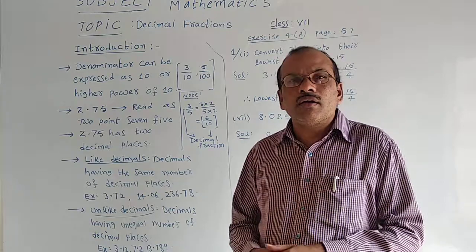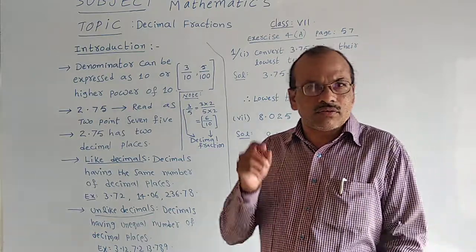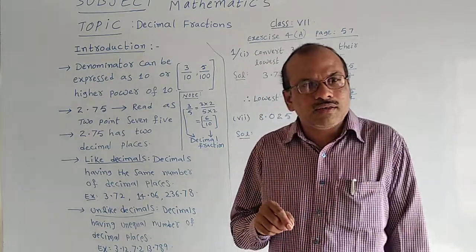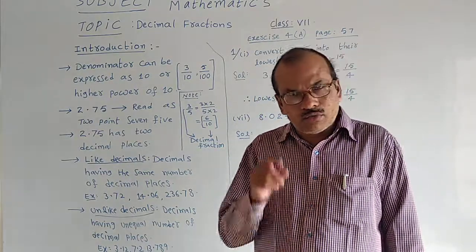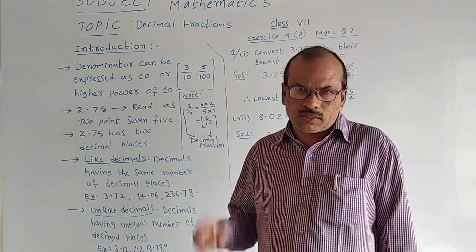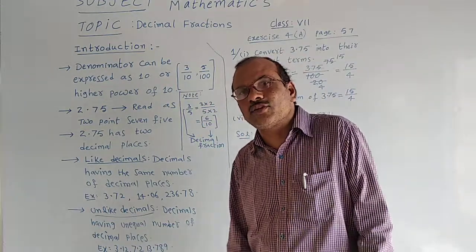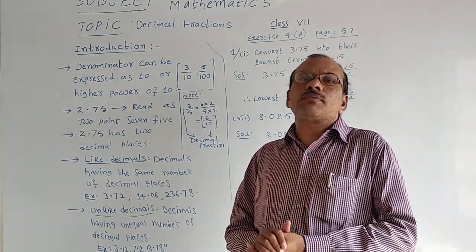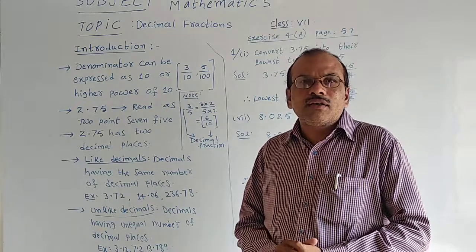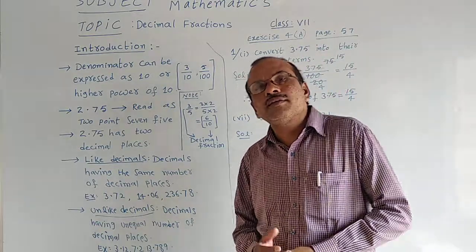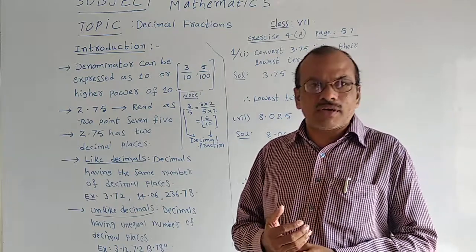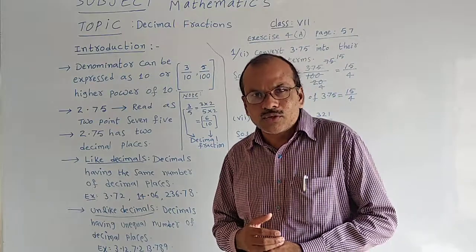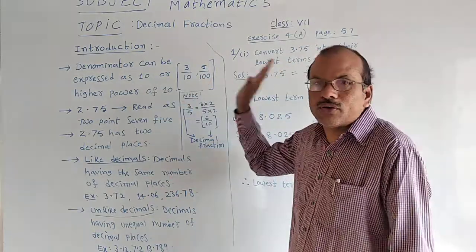Now you remember, if the denominator of any fraction is 10 or 100 or 1000 or 10,000 or 1 lakh, and it goes on like that, such fractions are said to be decimal fractions. We can say it in another way: a decimal fraction is a fraction whose denominator should be either 10 or some higher power of 10, like 100, 1000, 10,000. So that is a decimal fraction. It is clear for you.